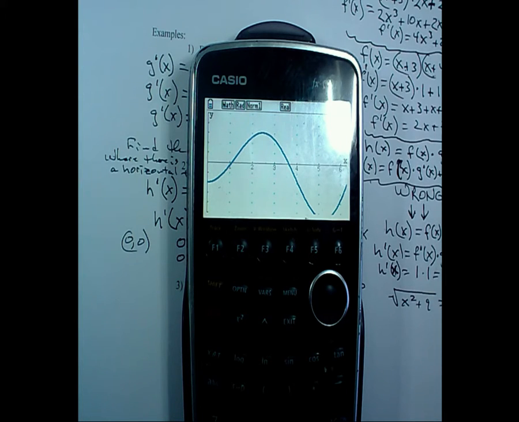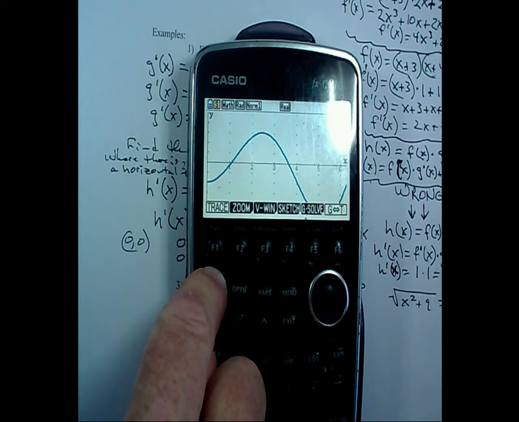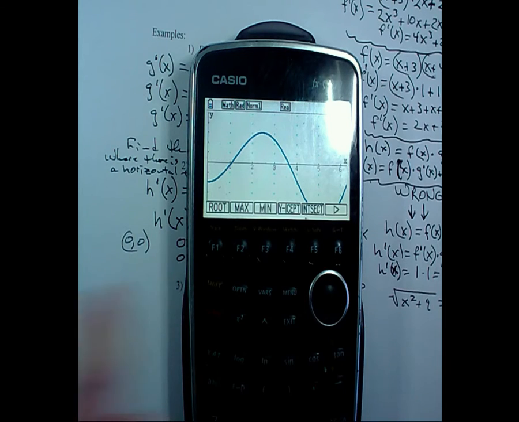Now, for the Casio people, will you raise your hand if you're a Casio person? Okay, for the Casio people, you're going to go Shift F5, which is a G solve. You see how it says G solve there? And you must get something that says root. Is that correct, Casio people? So I'm going to choose root.